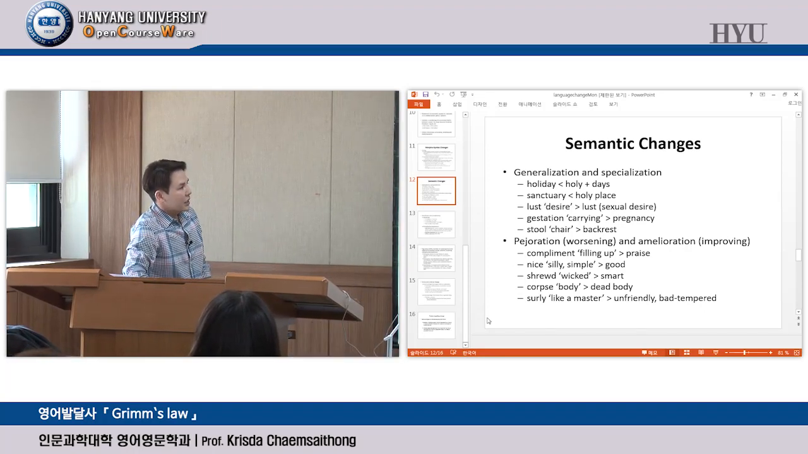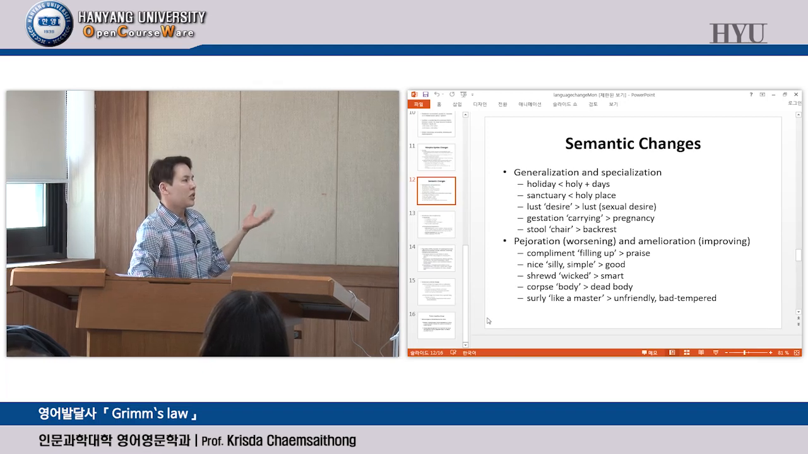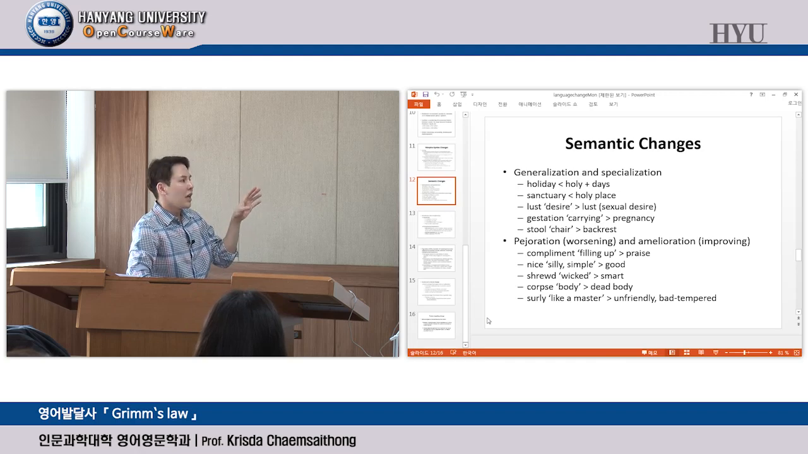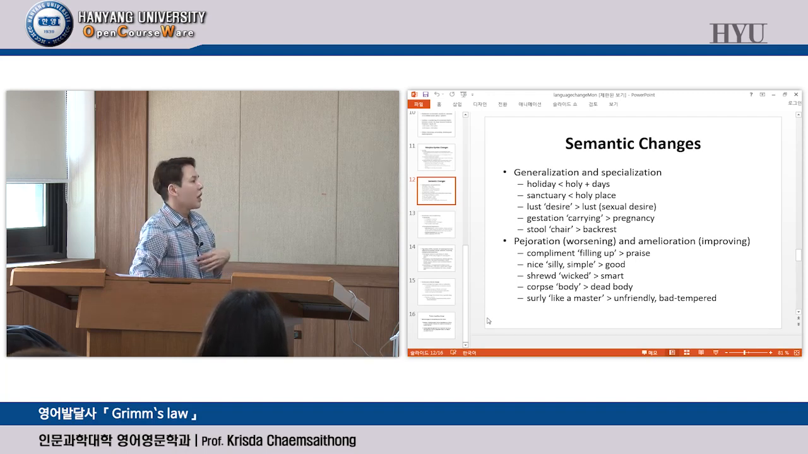The other process, again, you have one pair of opposite processes. We have pejoration, which means worsening, to become worse. And then ameliorate. Ameliorate is a verb that means to improve. So we have two opposite processes here. Complement, which means to fill up, to complete. But now we use it in the sense of praise. So it's improving, right? So this is amelioration.